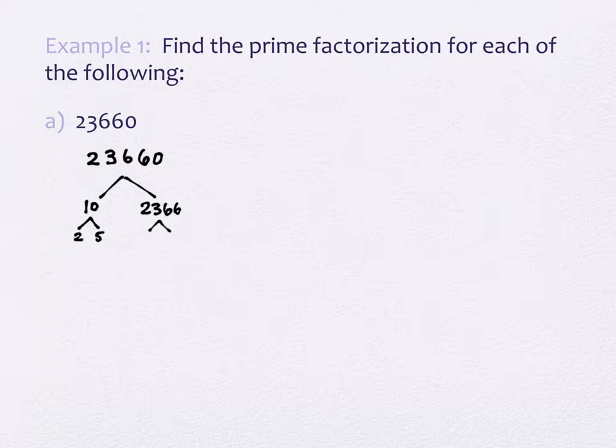2366. You may not look at that and just go, oh my goodness, I know what's next, but at the very least you know it's even, right? So we can divide it by 2. So let's start there. What would 2366 divided by 2 be? 1183 is correct. Now I know 1183 is not divisible by 2.